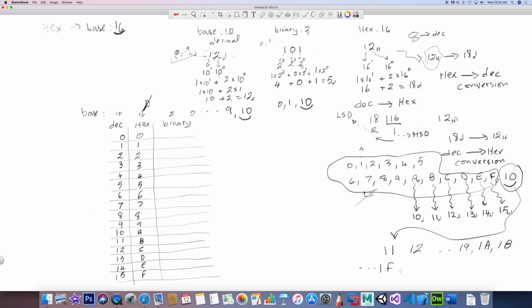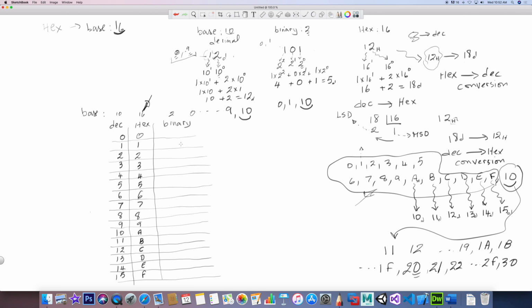So what happens? Well, you go this way. You're going to add 1 to the next digit, and you start again at 0. So that would be 20, 21, 22, until you reach 2F, and then guess what? 30. Okay, so that's the progression in counting beyond this combination of 0 to 15.